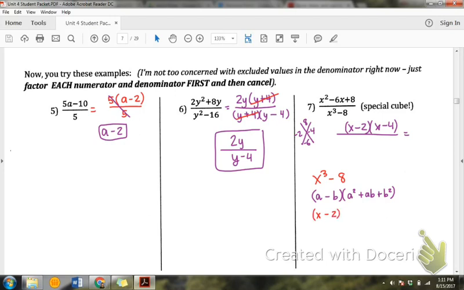The a value squared is going to be x squared. A times b, so 2 times x is 2x, but it's a plus. And then our b value squared, 2 squared is 4. So that whole thing becomes my denominator. So I have x minus 2, x squared plus 2x plus 4.